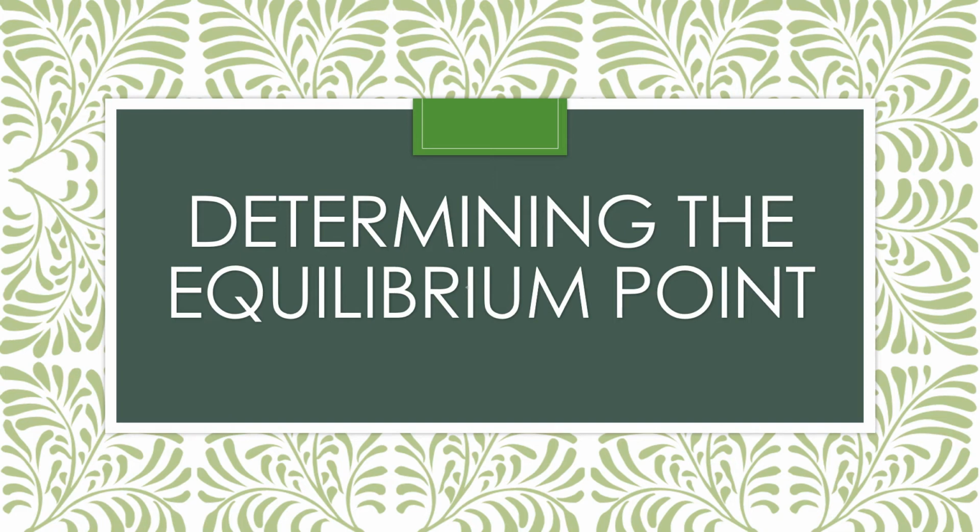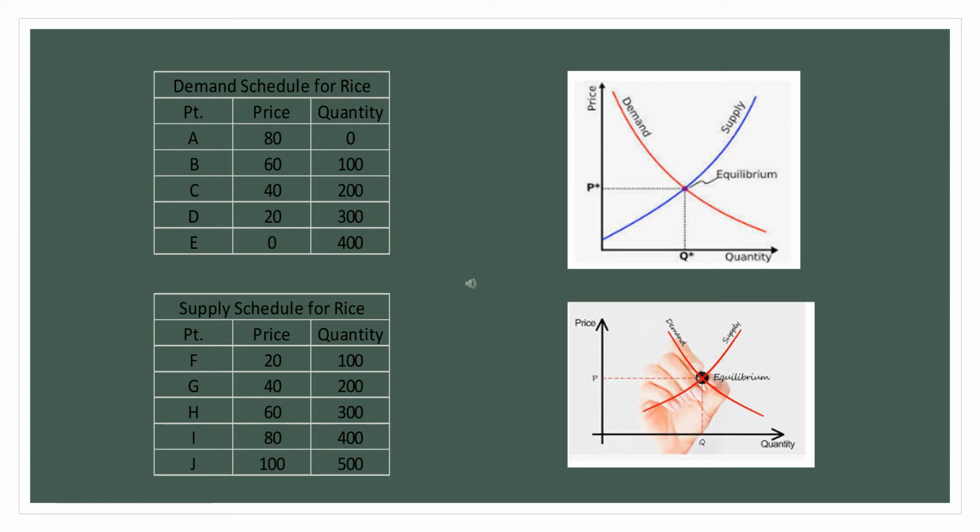Here's the lesson for determining the equilibrium point. Okay, so when we say equilibrium, it is the state in which market supply and demand balance each other. So ito yung point wherein yung quantity demanded and quantity supplied parehas at a given price of a certain product. So as you can see in the table, kung titingnan niyo yung table, ang point C sa demand schedule for rice and the point G for supply schedule of rice is where the equilibrium happens.